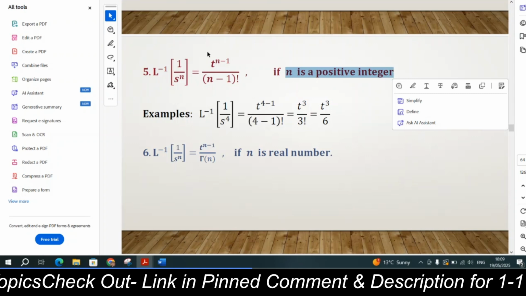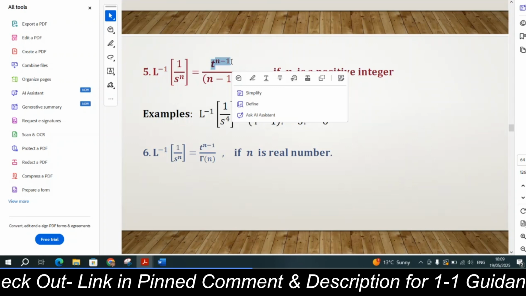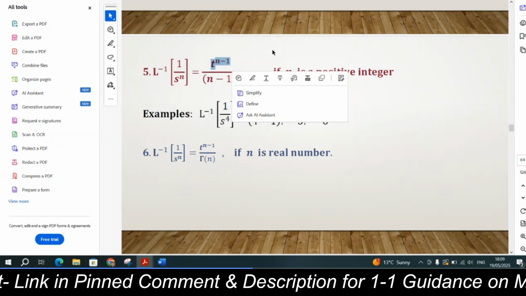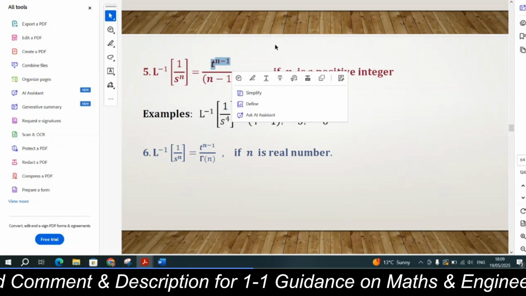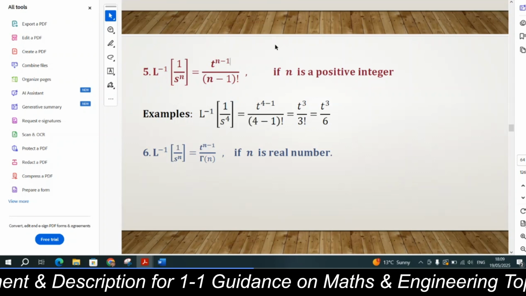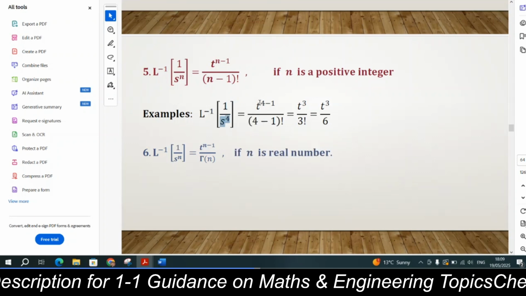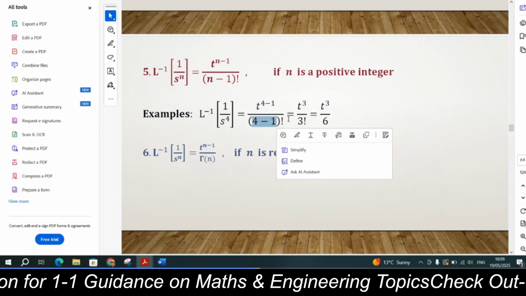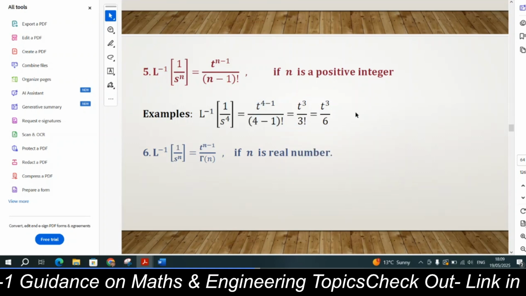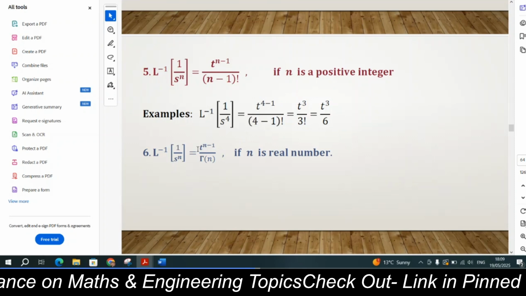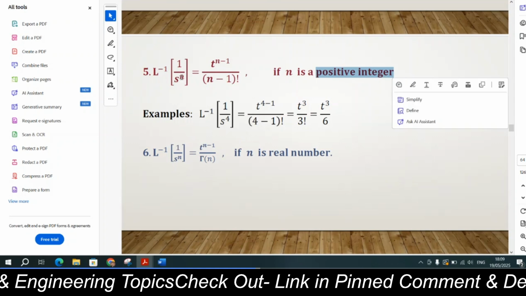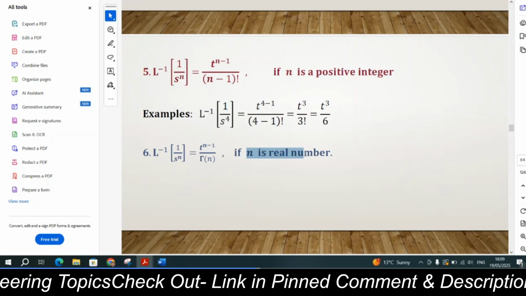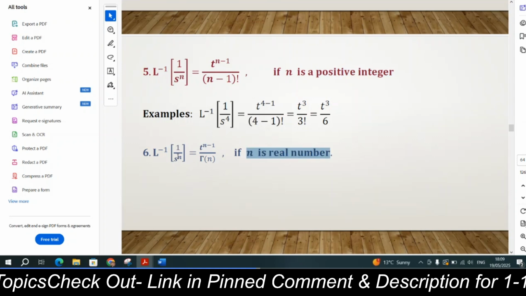And over here, n is a positive integer. So how come it's minus 1 and not plus 1? We did t raised to n minus 1. No, I meant for the top part. Oh, okay. Sorry. That was the function we took, the Laplace function. So now we are doing the inverse Laplace. Got it. Is it clear? And this is the example. S raised to 4, you do 4 minus 1 upon 4 minus 1 factorial. Therefore, t cube upon 3 factorial, t cube by 6.